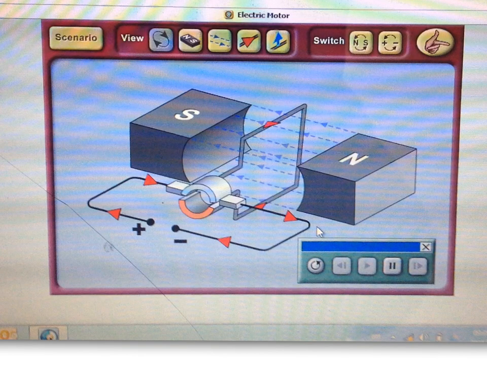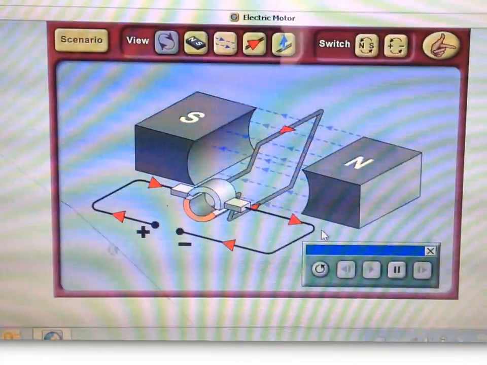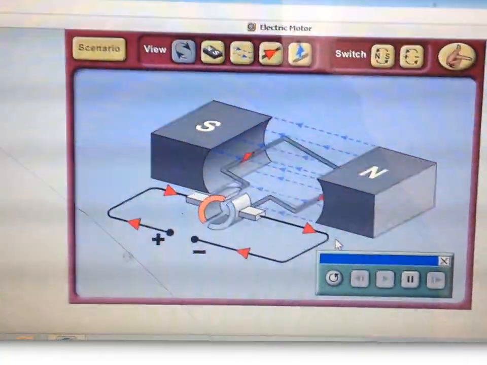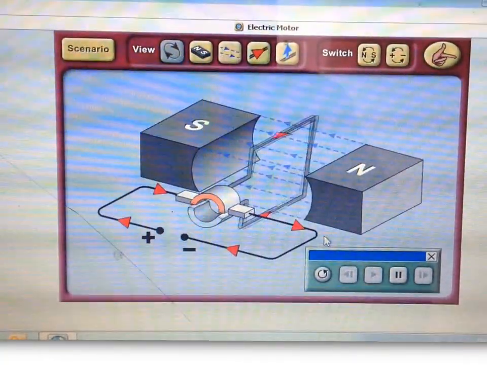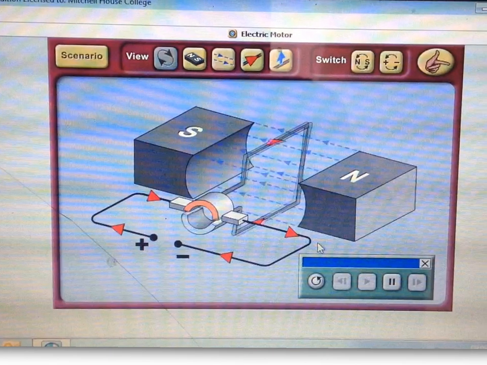Now if we're going to watch what happens here, you can see that coil going round, and you can see how the split ring commutator is going to have a different effect. There is that moment in the vertical position where there's no contact being made at either of those points, so there's no current for a split second, and it's able to rotate through.